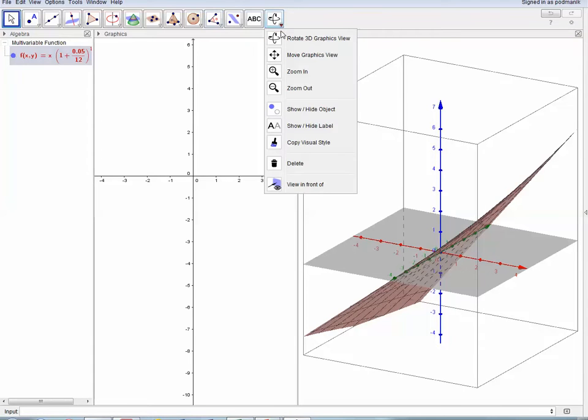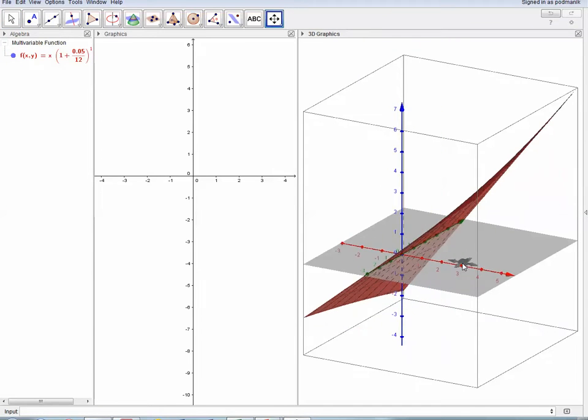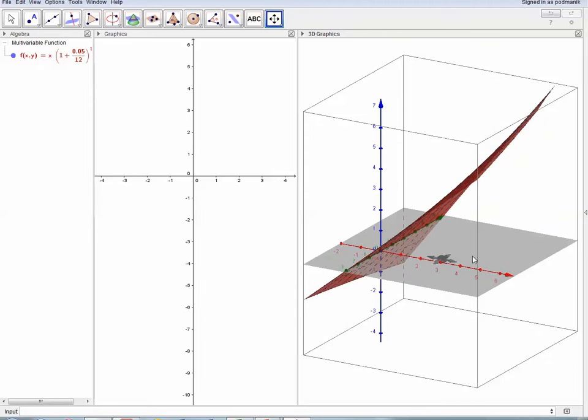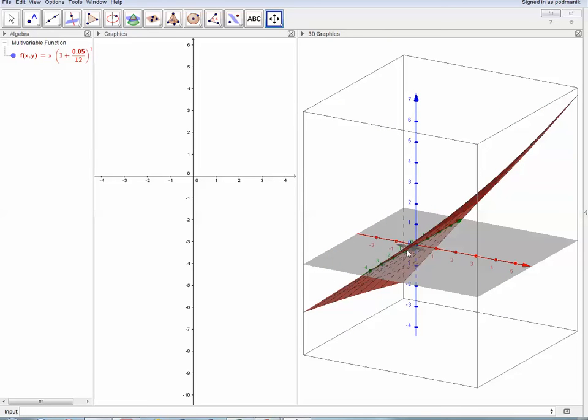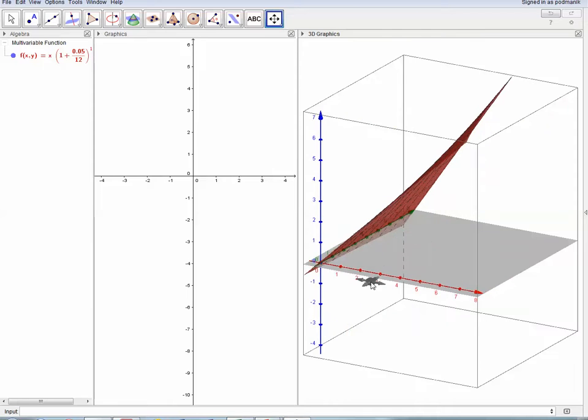Now I click enter, and you can probably see something that looks somewhat similar to what we graphed earlier. I'm going to use the move graphics view tool so I can look at the region of the graph that I'm interested in. Over here there are negative x values, positive values going this way, and I just want to focus in on that positive first quadrant.